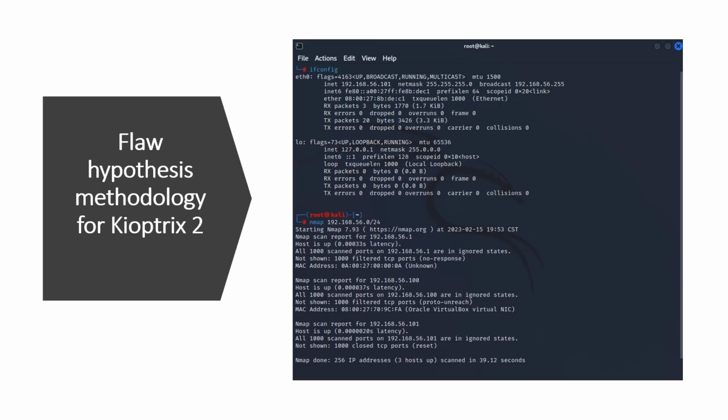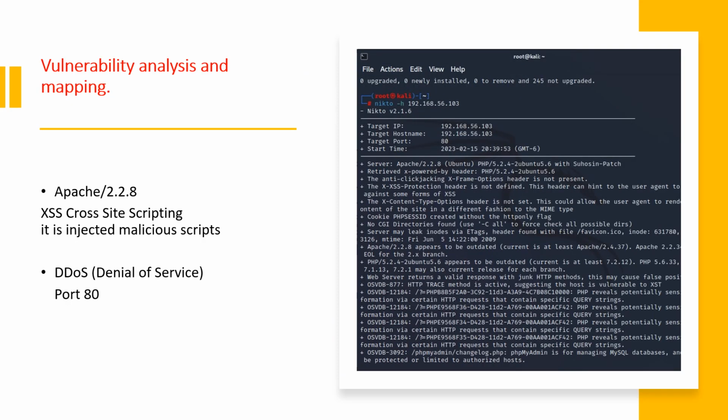In this slide, I'll show the ifconfig screenshot where I find out my own IP. Then I ran an nmap on the entire fourth octet to see which IP addresses are active. After I ran this, I highlighted two important things.